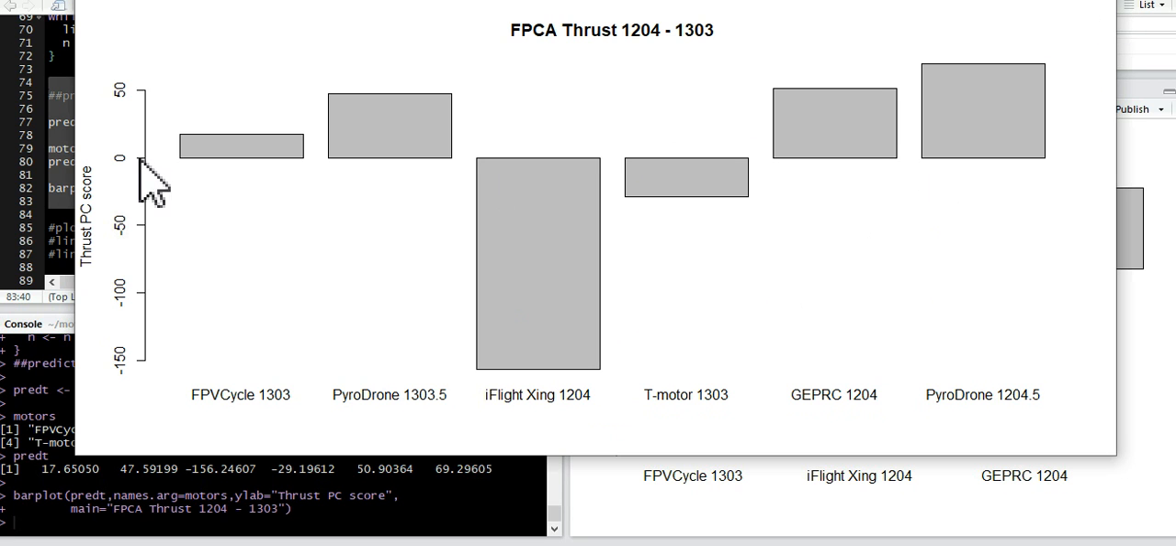One of the things to note is that with principal components, this is unitless. This is relative differences between these motors, but you can't take this score and turn it into grams of thrust. So that's one thing to keep in mind.